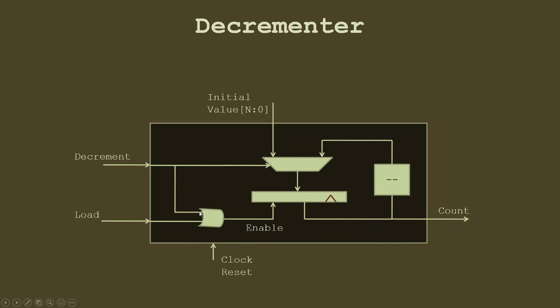But what we can do is use an XOR gate for that case. If there is a load and decrement at the same time, we won't enable the circuit, so the value will remain whatever it is. But it depends on what circuit we are using it in. Maybe we want to prioritize decrement over load. Maybe we want to prioritize load over decrement. If we want to prioritize load over decrement, then instead of decrement, we will connect the load signal to the mux, and if that is one, we'll select this side, and otherwise we'll select this.